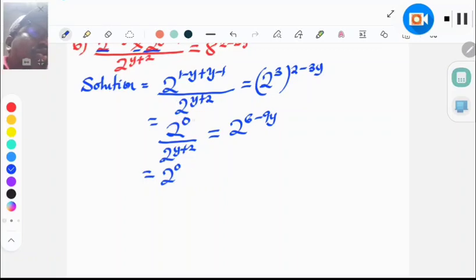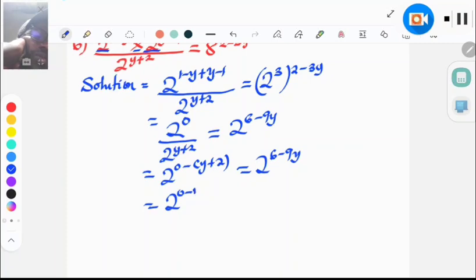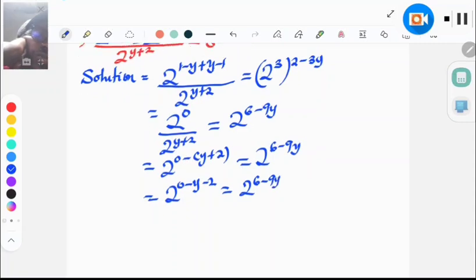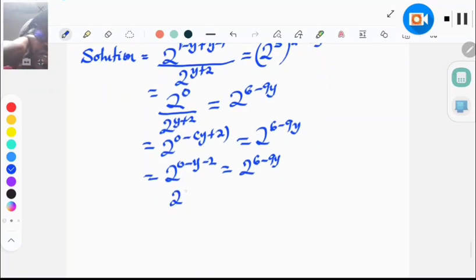Division of indices means you subtract the powers. Minus y plus 2 equals 2 raised to the power 6 minus 9y. So from here now, we can then say that this is equal to 2 raised to the power 0 minus y and minus 2. And from here we have that this is minus y minus 2. This is 2 raised to the power 6 minus 9y.